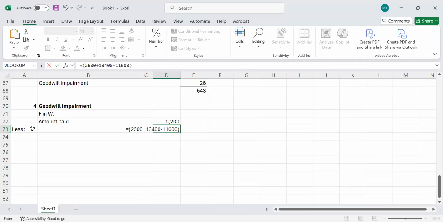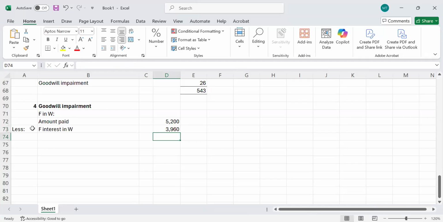And then we are only interested in 90%. This is what we have been told. So 3960, this is the parent's interest in W. This will then allow us to calculate the goodwill value. You can clearly see the amount paid is higher than the net asset value. So goodwill is generated, 1,240.